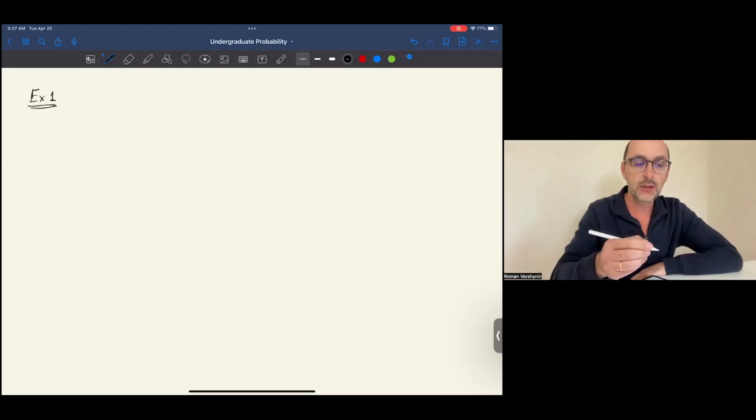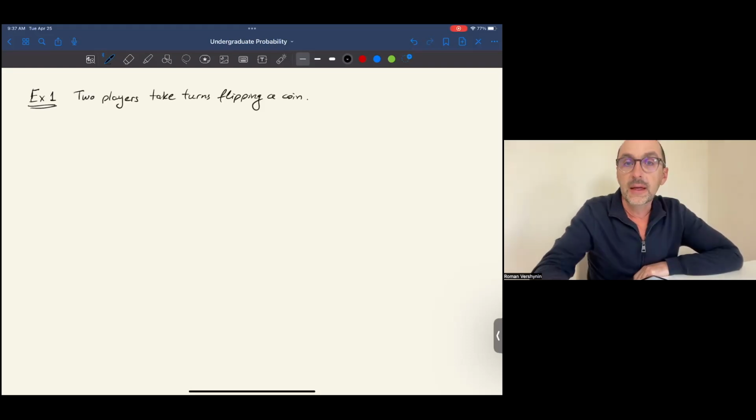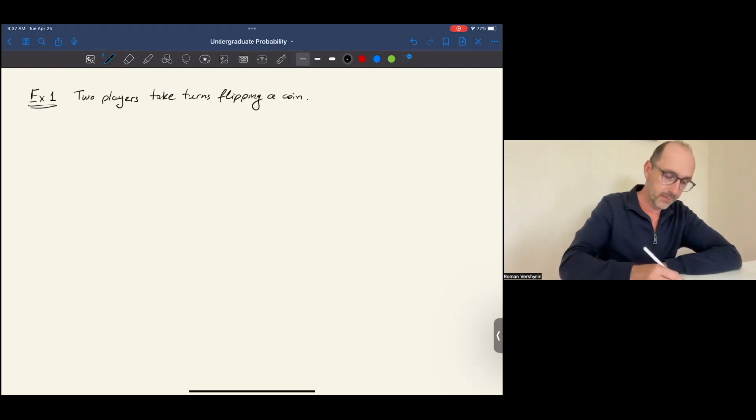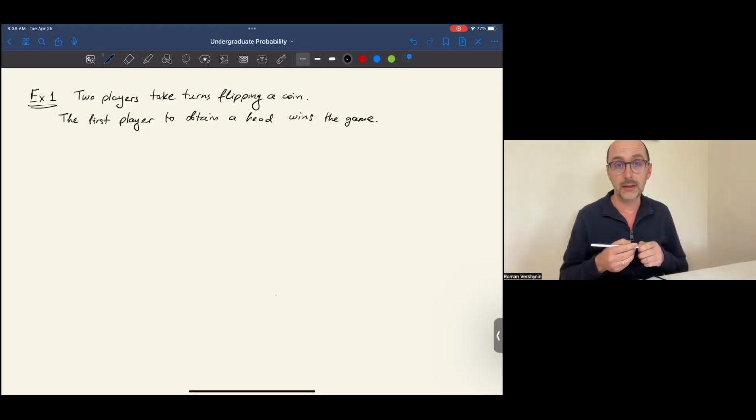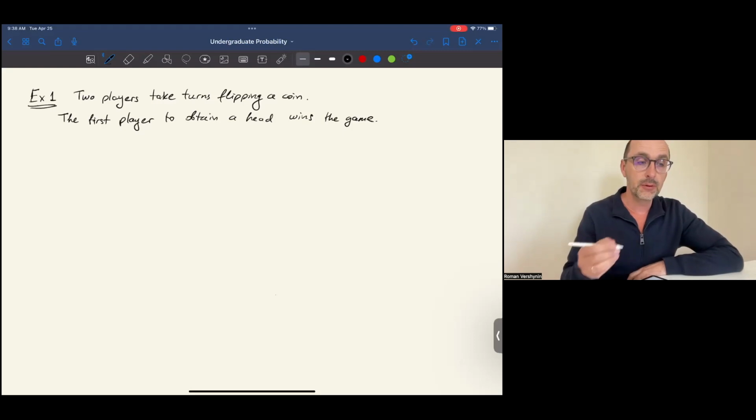Exercise 1. Two players take turns flipping a coin. Suppose that the first player to obtain a head wins this game. It should be clear that the player who starts the game has an advantage. Let's find out how much of an advantage he or she has. Let's compute the probability that the player who starts wins.